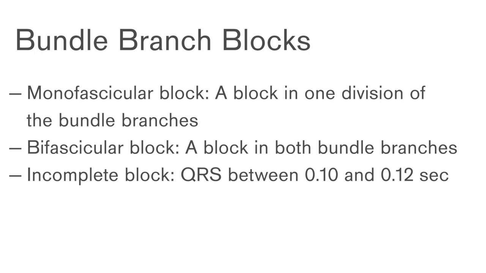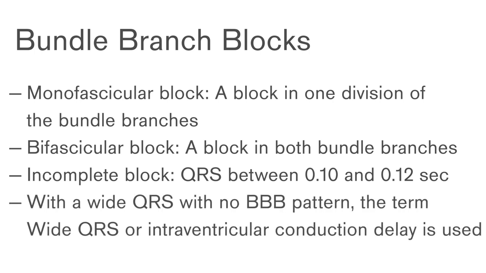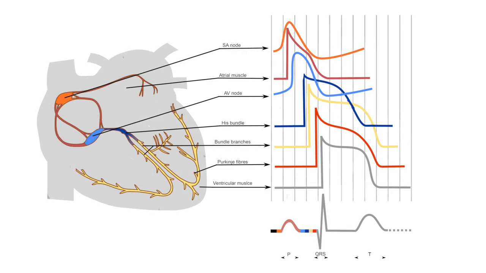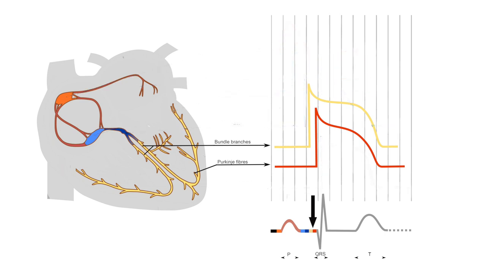In some cases, the term white QRS could be used when there is no visible bundle branch block pattern. The bundle branch block is linked right next to the PR interval and in the beginning of the QRS. We can see the yellow and orange waveform representing the bundle branch block and the Purkinje fiber.